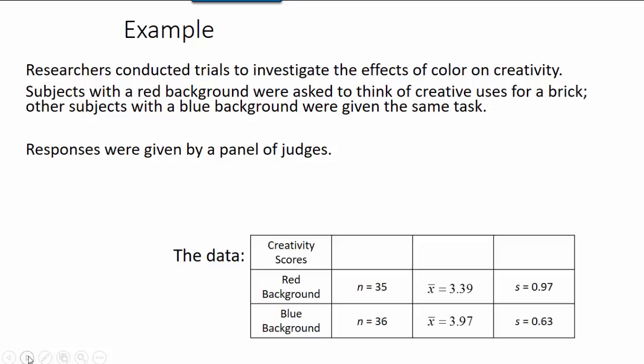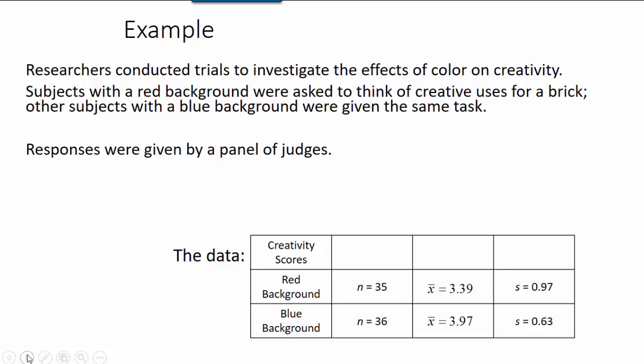So here's the data. For the red background, there were 35 data values in the sample. The mean of the data values was 3.39, so the mean of their scores on creativity level. And the sample standard deviation was 0.97. For the people in the blue background, the sample size was 36. The mean of the sample was 3.97, and the sample standard deviation was 0.63.